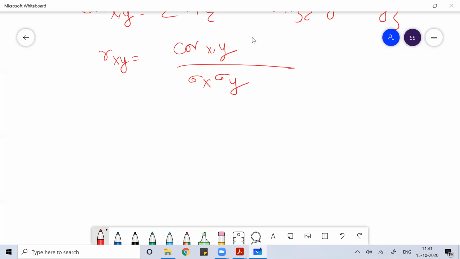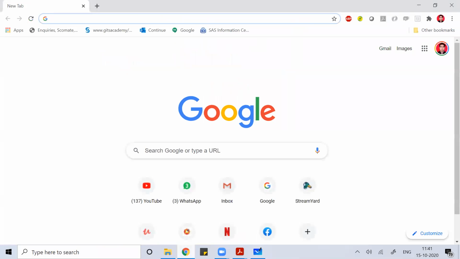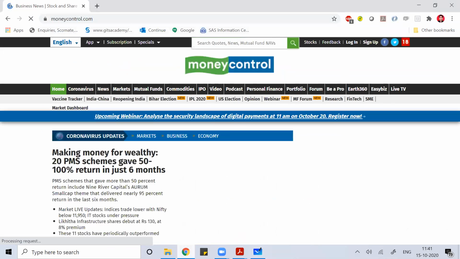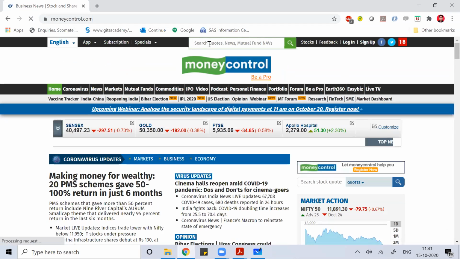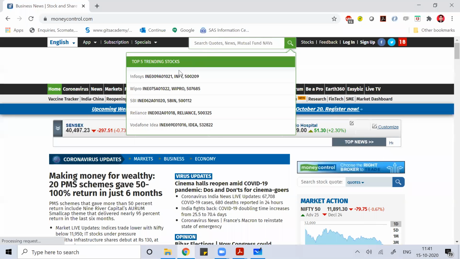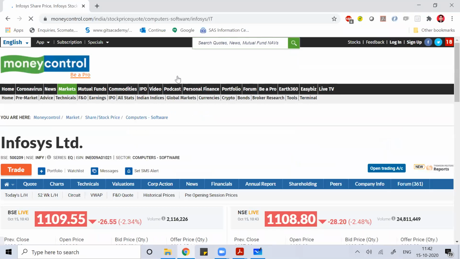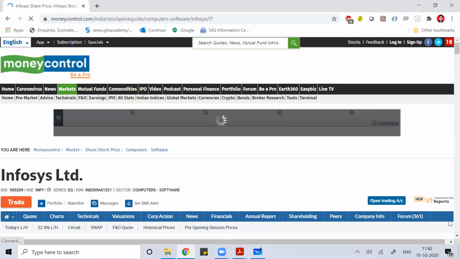So that is the perception as a trader, as an investor, when you buy or when you sell the stock. We do fundamental analysis and technical analysis to analyze how good the stock is for investment. We'll discuss fundamental and technical analysis in the future. Like I'll show you, you go to this Moneycontrol website. If I go to the Moneycontrol website, suppose I want to track Infosys, suppose I want to track the performance of Infosys.